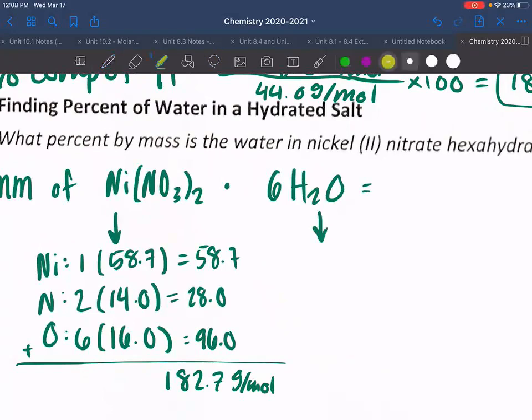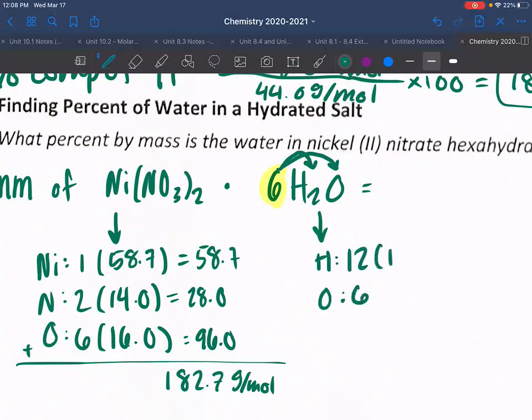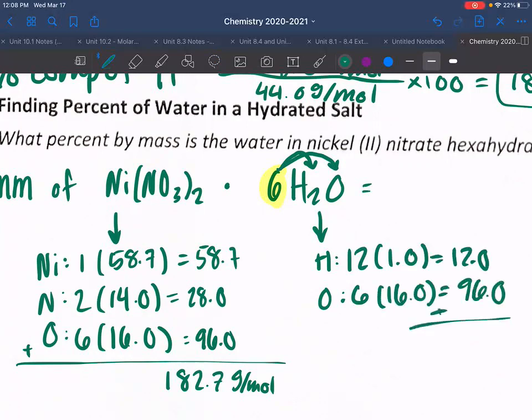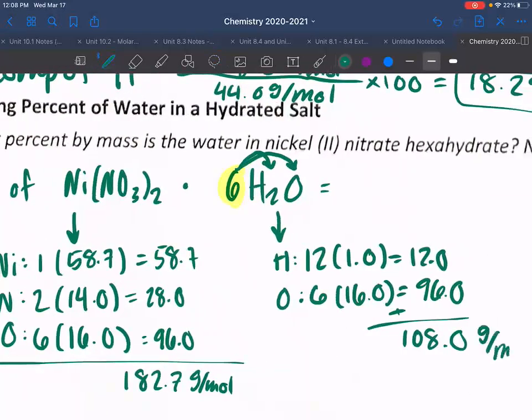Now I'm going to add up the mass that comes from the 6 waters. So we have to incorporate the fact that there are 6 moles of water. So we have to distribute this 6 just like we would if we were balancing reactions. So how many hydrogens do we have then? 12. How many oxygens? 6. Awesome. So 12 times 1 is 12. 6 times 16 is 96. Add these things up together, we get 108 grams per mole from the waters.